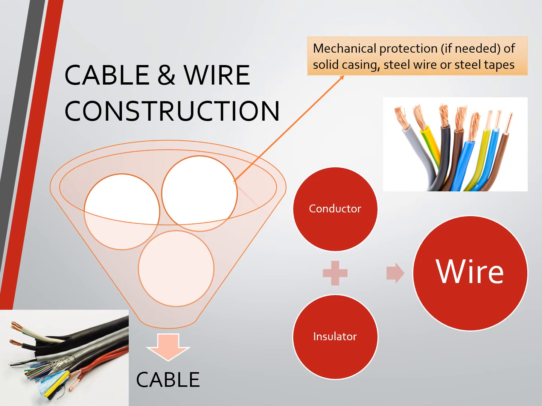Okay, then we have cable and wire construction. For mechanical protection, if needed, solid casing, steel wire or steel tapes. So, we put conductor plus insulator to the cable or wire to avoid electric supply leakage. For example, we use tapes, solid casing, PVC and others.